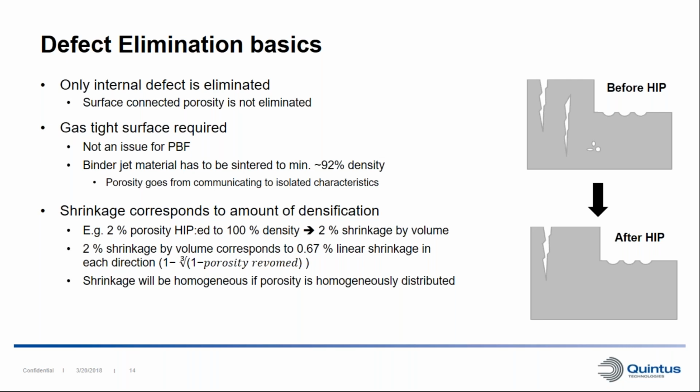The shrinkage in the HIP process will correspond to the amount of densification that we're achieving. So as an example, if we have 2% porosity in our material and we HIP it to 100% density, we will have a 2% shrinkage by volume of our part or sample. And that corresponds to 0.67% linear shrinkage in each direction. And the shrinkage will be homogeneous if the porosity is homogeneously distributed in the material.